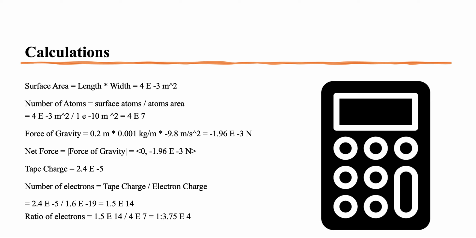Now we will review some of the calculations I did. All of these calculations were computed manually using an online calculator. We have the surface area, which is the length times the width. We have the number of atoms. We have the force of gravity. This one is extremely important as it is the one we will be comparing, the results I did manually and the ones we did in GlowScript. Similarly, the tape charge is also really important.